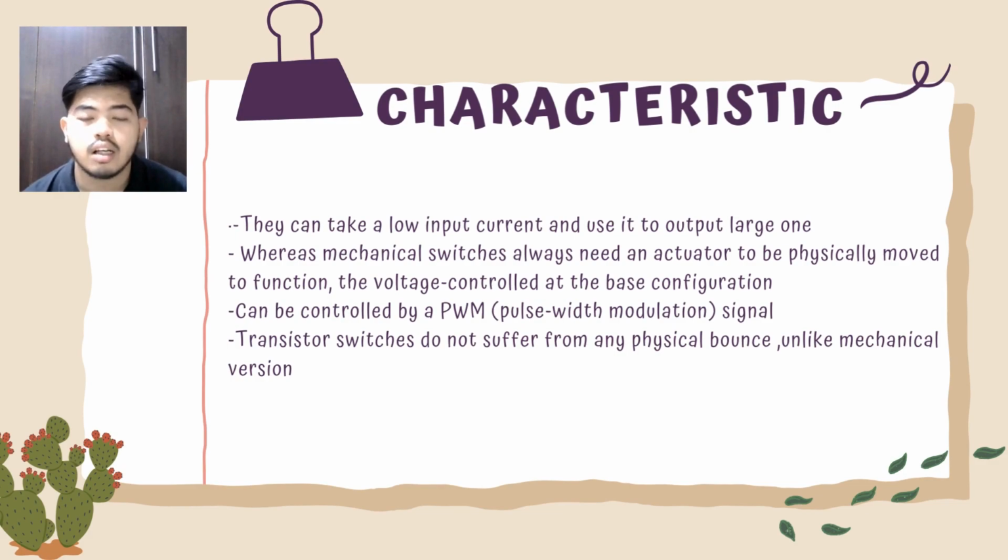So, characteristics. What is a BJT characteristic? They can take a low input current and use it to output a large one, whereas mechanical switches always need an actuator to be physically moved to function. The voltage control is at the base configuration. It can also be controlled by a PWM, pulse width modulation, signal, and transistor switches do not suffer from any physical bounce, unlike the mechanical version.